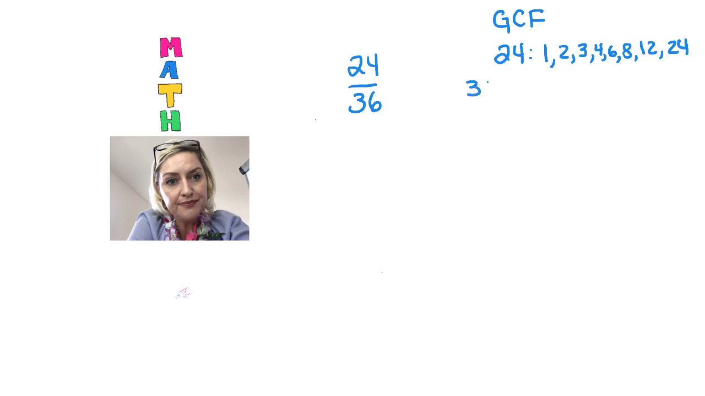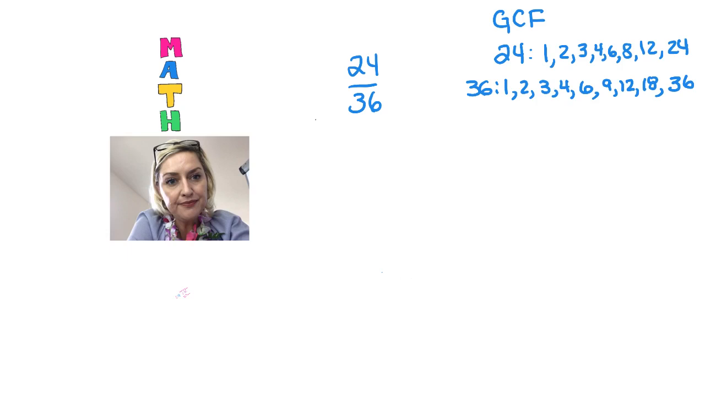Now what about 36? I'm going to give myself a little more room. I ran out of room there. 1 and 36. And then 2 and 18. And then 3, does 3 go into 36? 3 goes into 36 12 times. 3 times 12. What about 4? 4 times 9. What about 5? No 5. What about 6? Yes, 6 times 6. And you just list one right there. So these are the factors of 36 and 24.